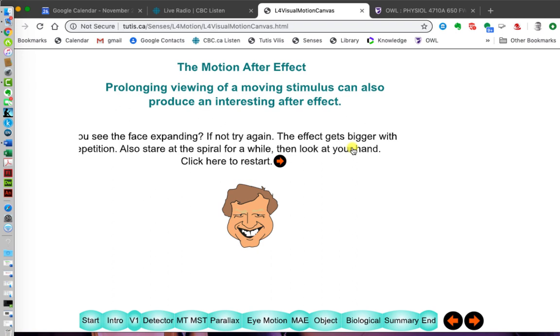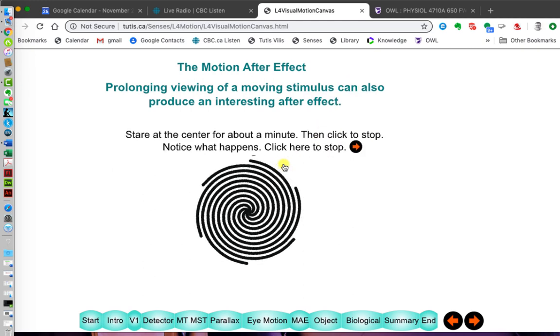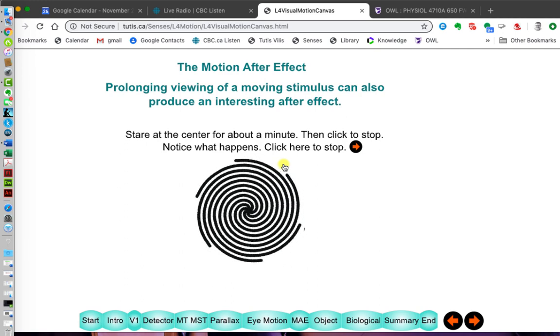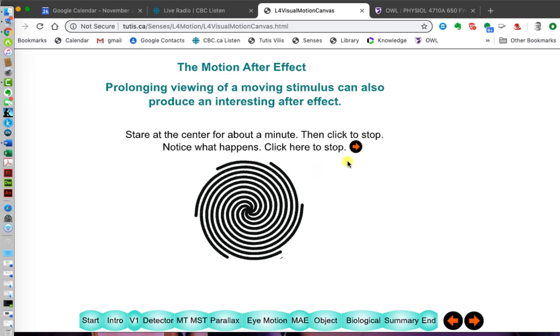What did you see? What was that? Yes. It appeared to be coming toward you. Yes, becoming larger. Now try the same thing, and instead of the face here, as soon as it stops, look at somebody near you.